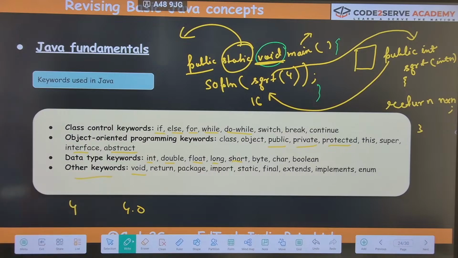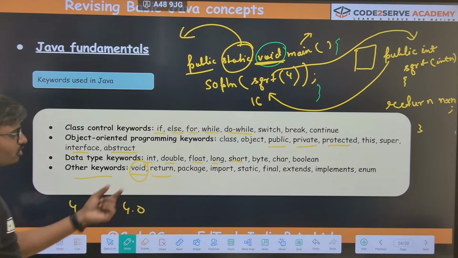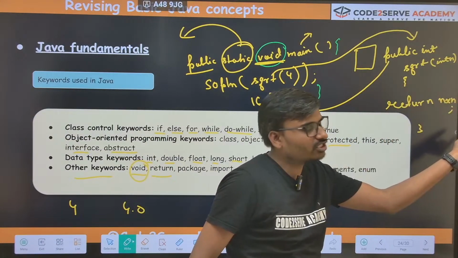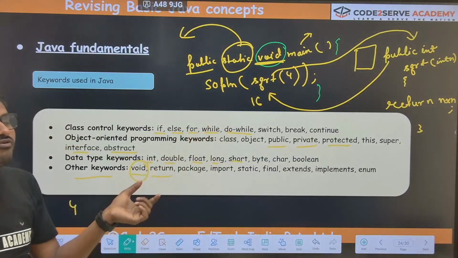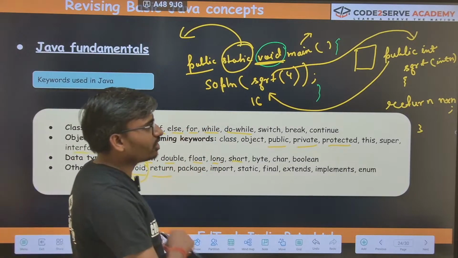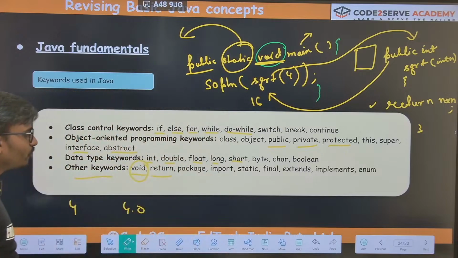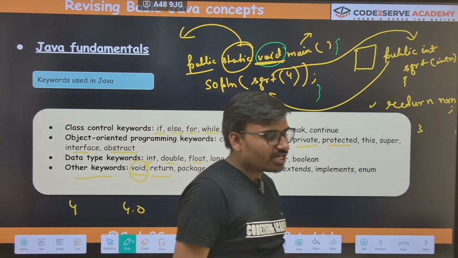So everything is clear, like what is void, what is return. Whatever thing we want to return from any function, we write the return keyword, then we generally write what we want to return from that function. Got my point? I think it is pretty much clear to you all. Next is the package, like when you will create packages.